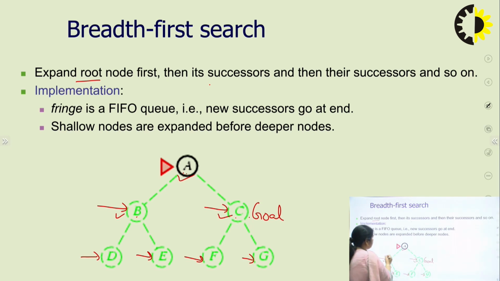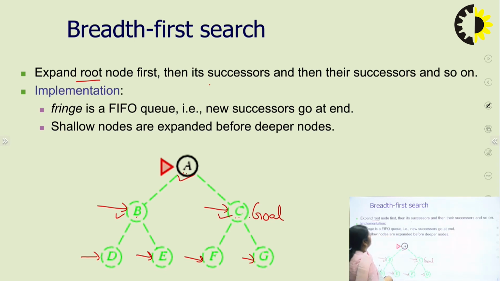So first successor is B. So now B will be checked. Is it the goal node? No, it's not the goal node. So now we'll check the second successor. What is the second successor? C. Is it the goal node? Yes. So we got the goal node. Firstly, we'll check the root, then its neighbors. Now in this particular case, we found the solution in its successors. But if we don't find the solution, then we will check their successors and so on.